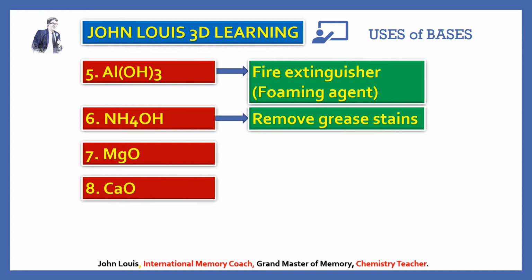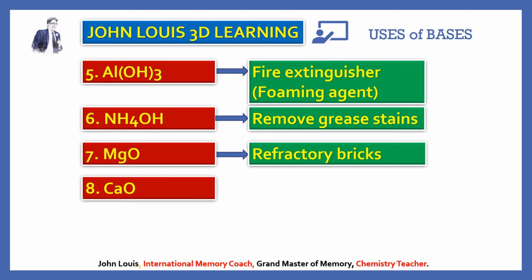Ammonium hydroxide is used to remove grease stains. Suppose some grease has fallen on our clothes, so in order to remove the grease stains from our clothes, ammonium hydroxide is used. Then magnesium oxide is used for refractory bricks, which can withstand high temperature. For example, cement industries and every industry which uses blast furnaces all have refractory bricks inside. That is all made up of magnesium oxide. So it is used in the manufacture of refractory bricks.